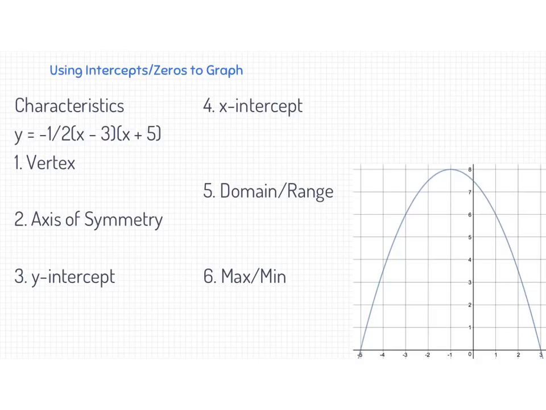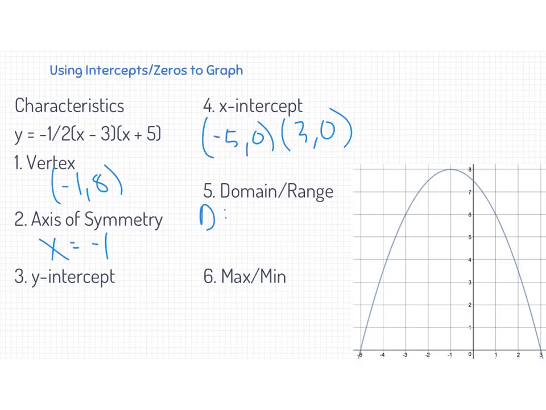Same deal, going through and finding our characteristics. As we already saw, our vertex is at negative 1, 8. Our axis of symmetry is at x equals negative 1. I'll come back to our y-intercept. Our x-intercepts we already know are at negative 5, 0 and 3, 0. Our domain, I'll write in interval notation this time, is negative infinity less than x less than positive infinity. And our range is y less than or equal to 8.